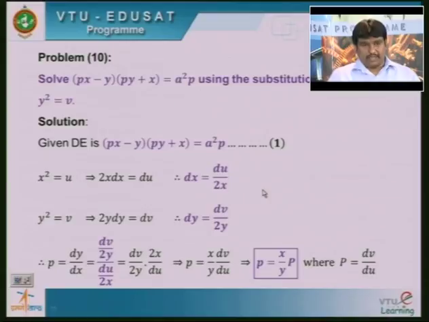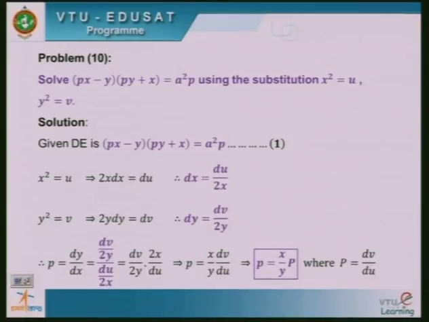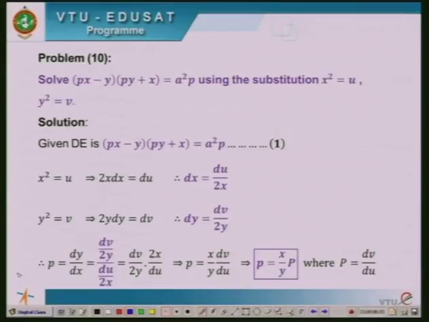Problem number 10 on Clairaut's equation. The given equation is not Clairaut's, but it can be converted to Clairaut's equation using the substitution x square equals u and y square equals v. The given differential equation is px minus y into py plus x equals a square into p.